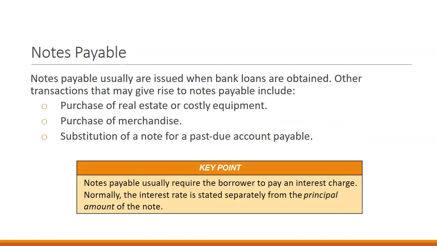So the first thing we're going to talk about is notes payable. Well, notes payable are issued when bank loans are obtained. Many of those things require something that's very expensive, something that we don't have the cash on hand for, such as the purchase of real estate or expensive equipment. So normally we pay an interest charge on notes payable, and notes can run anywhere from 60 days, as we've seen in some of our examples in previous chapters, to 30 years, which is what a typical real estate mortgage loan is.